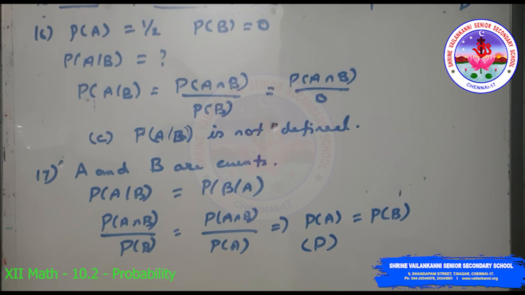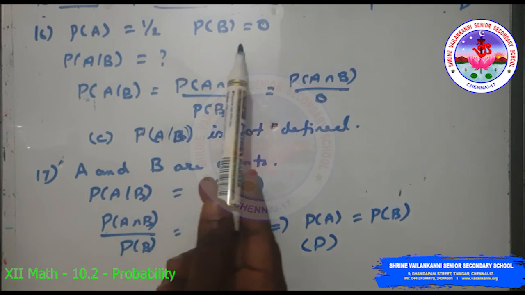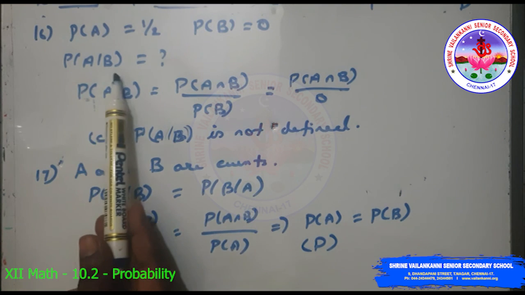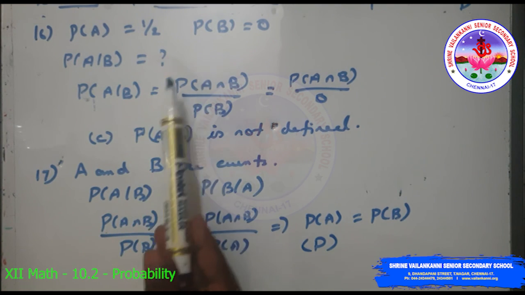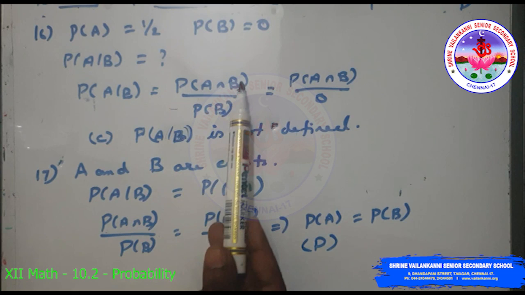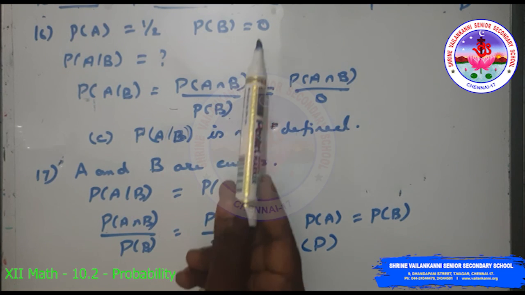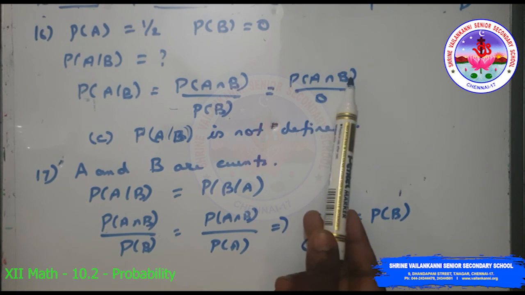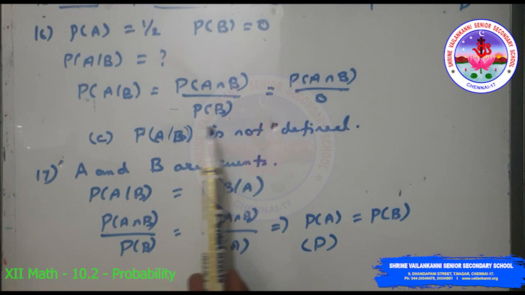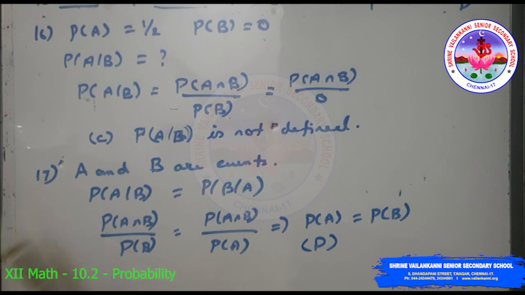16th one, if P of A equal to half, P of B equal to 0, then P of A by B equal to, using the formula, P of A intersection B by P of B is 0. So P of A intersection B by 0, which is not defined, option C.